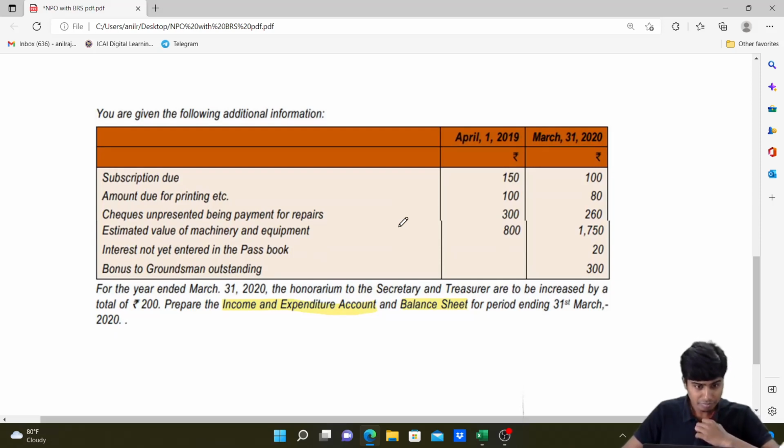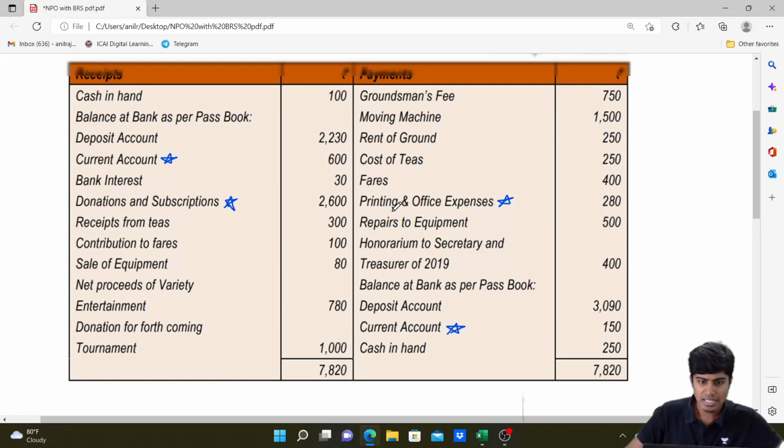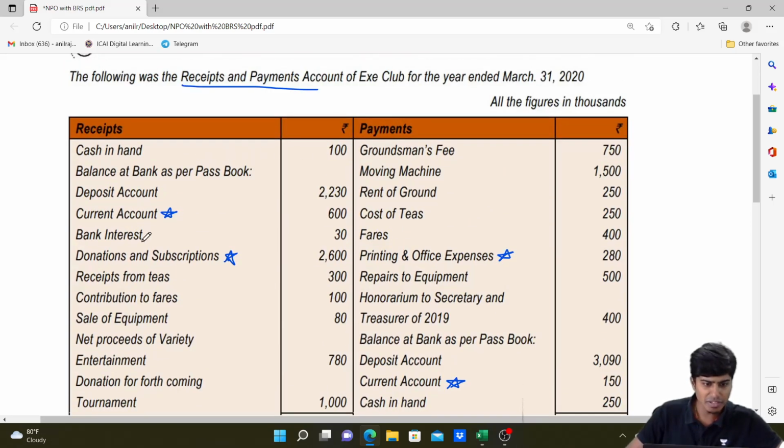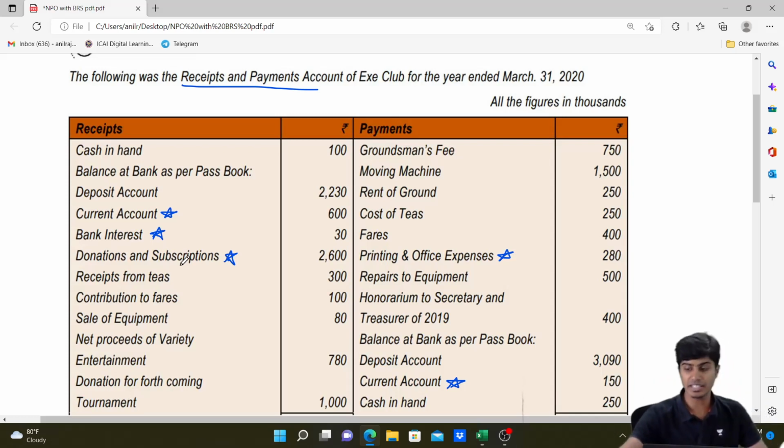Then what else do we have after that? There is interest not yet entered in the passbook. So we are going to adjust our interest receipt. You have bank interest receipt. So the first place of adjustment will be here. And next we're going to write it as interest income. Interest income will get adjusted here. We'll write that 20 rupees as accrued income asset. We'll write it as an asset and then close the same. Got it, guys? Fine. Let's see what other adjustment we have after.